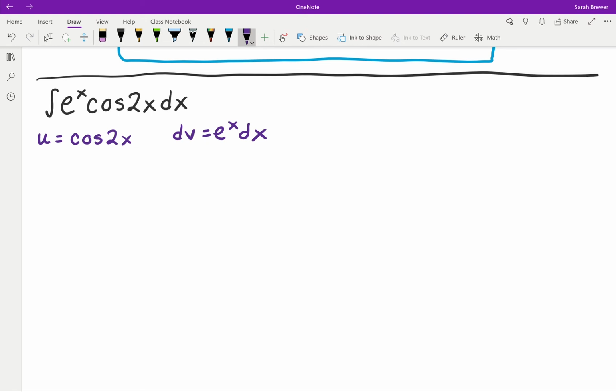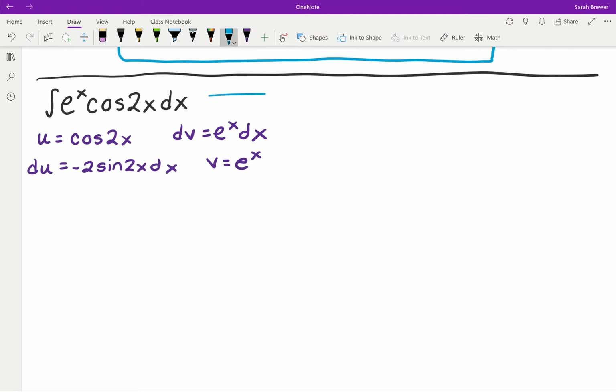Okay, so when I differentiate or take the differential of cosine 2x, well, derivative of cosine is negative sine, and then we have our chain rule, so we have to multiply by the derivative of 2x, which is 2. So we're looking at negative 2 sine 2x dx. And then integrating e to the x dx, I get that my v is e to the x.